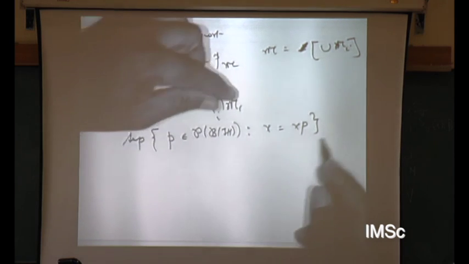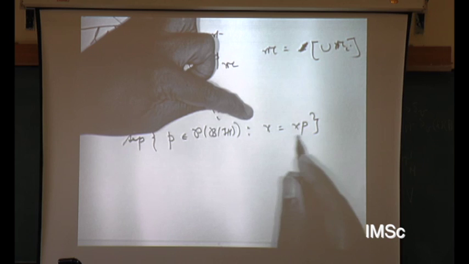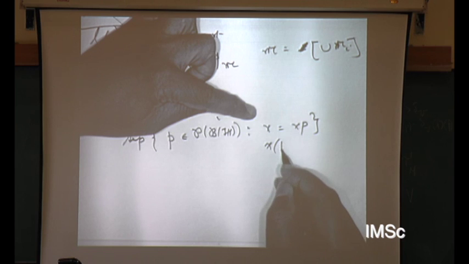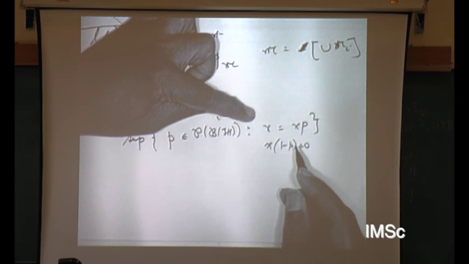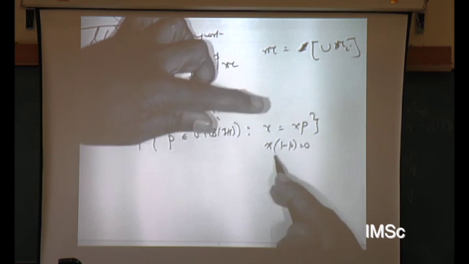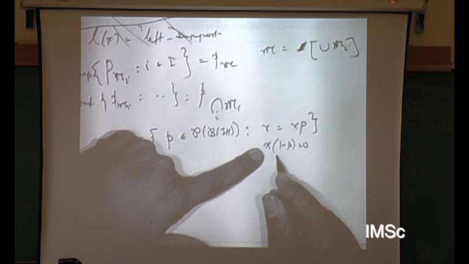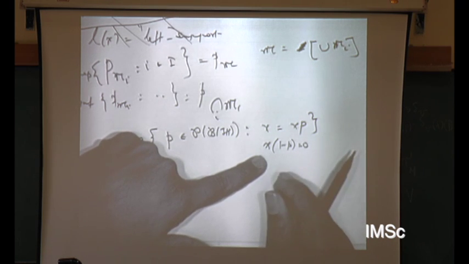See, what does this mean? This means really that this is the same as saying that x times (1 minus p) is 0. Okay. This says that the kernel of x must contain the kernel of p.